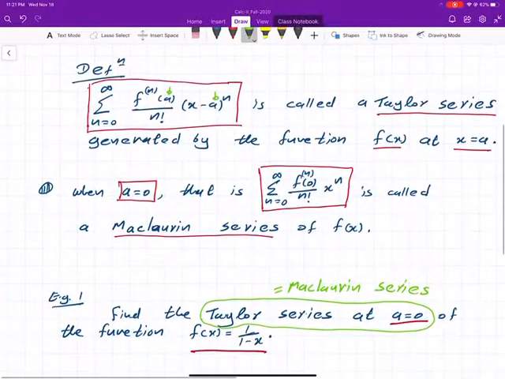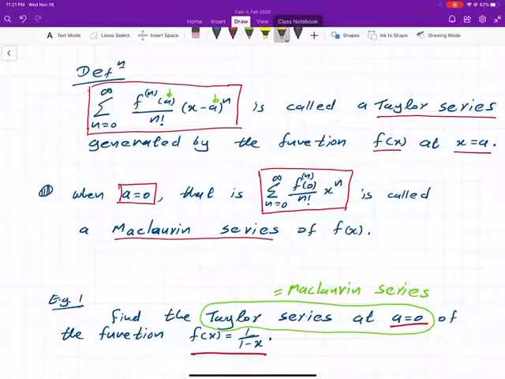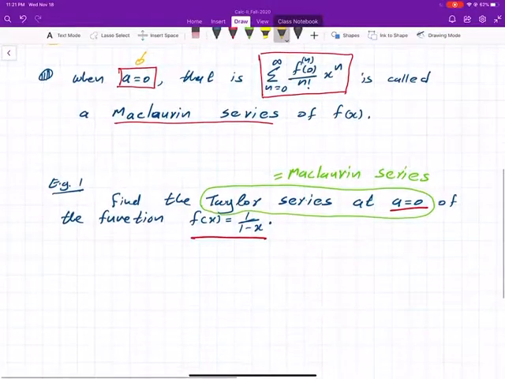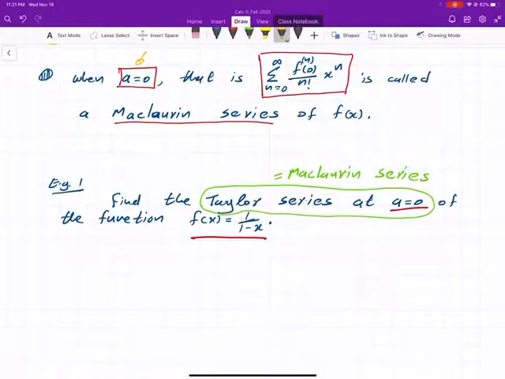Go to the definition. So this is the definition of Taylor series. All right. Here a does not equal 0. When a equals 0, it is Maclaurin series. Now come back to the example. It says find the Taylor series at x equals 0. In other words, here it is talking about the Maclaurin series. But you could use any name you want. Either you could use Maclaurin series or you could say Taylor series at a equals 0.